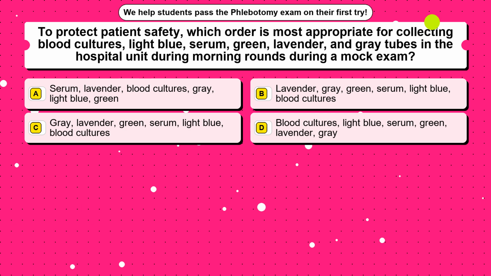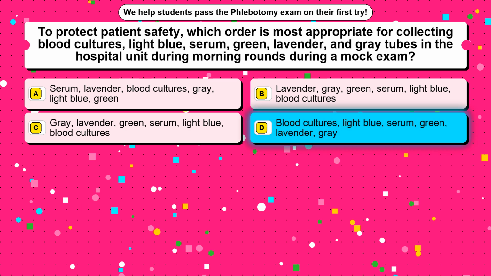Option A, serum, lavender, blood cultures, gray, light blue, green. Option B, lavender, gray, green, serum, light blue, blood cultures. Option C, gray, lavender, green, serum, light blue, blood cultures. Option D, blood cultures, light blue, serum, green, lavender, gray.